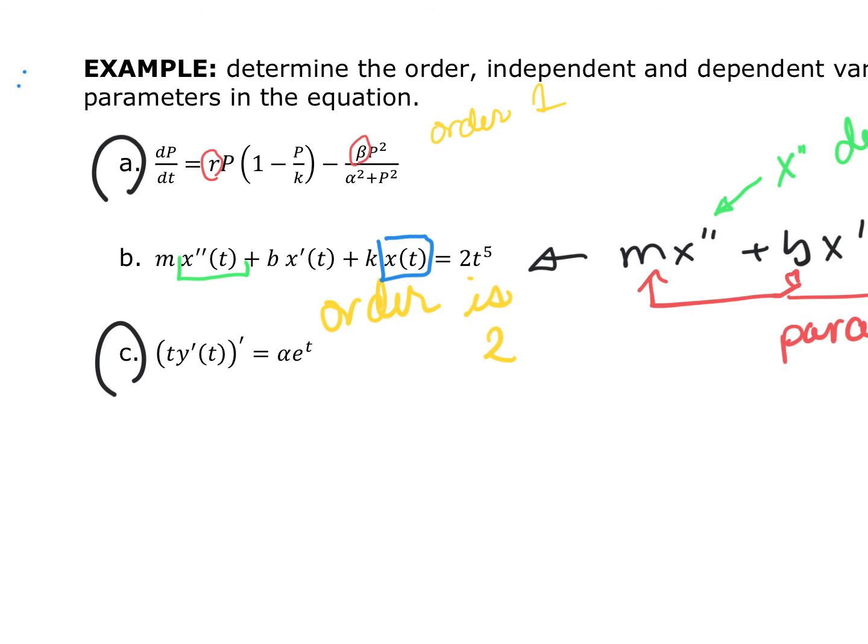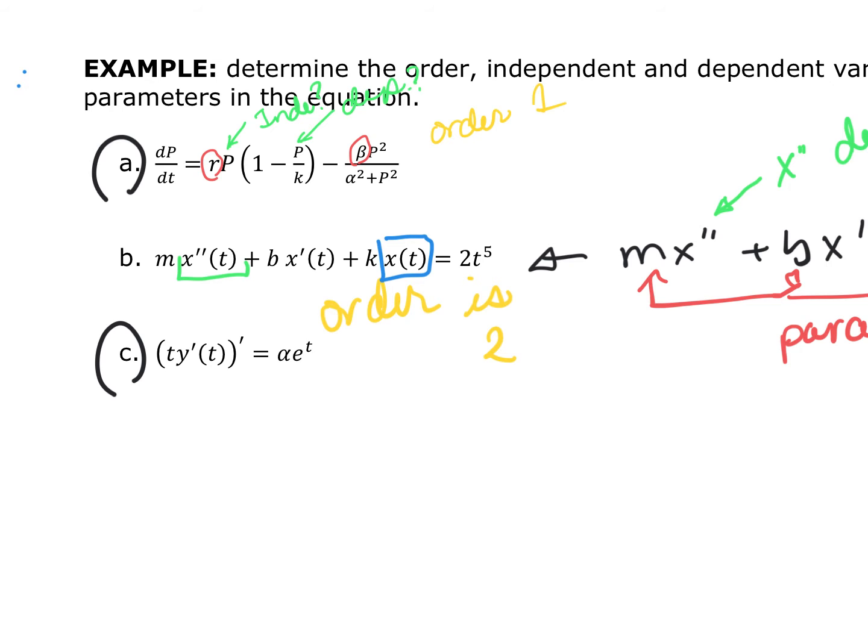For independent, I believe that the P at the start is independent. Okay. And the P over K should be a dependent. Okay. What else? I think that's it. That's all I've got.